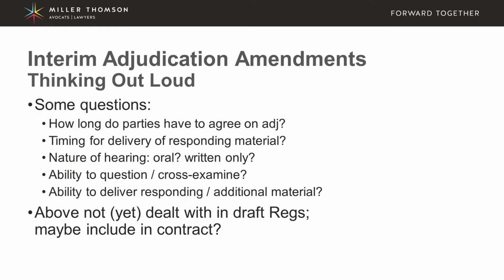Now, there are some gaps in these amendments, and perhaps they will be addressed in the regulations. But right now, there is some missing information with respect to the adjudication amendments. For instance, it's not specified how long the parties have to agree on an adjudicator. As I mentioned earlier, there is a time period within which an adjudicator has to be appointed if one of the parties requests that the adjudicator be appointed, but there's nothing specified about how long they have to try to agree on the adjudicator before making that request.